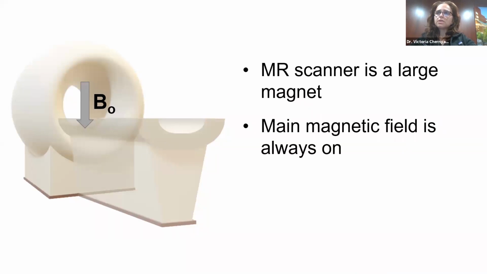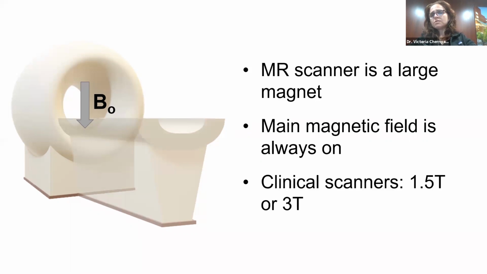So unlike CT, where the radiation is only emitted when the scanner is on, MRI is always on. The main magnetic field of most clinical scanners is either 1.5 Tesla or 3 Tesla. There are some open scanners that are 1 Tesla or even less, and there are research scanners that go up to 7 Tesla. But most clinical scanners, again, are going to be either 1.5 Tesla or 3 Tesla.